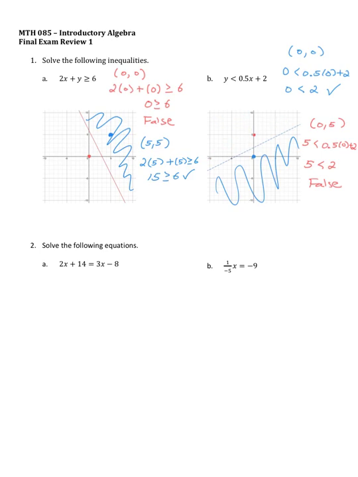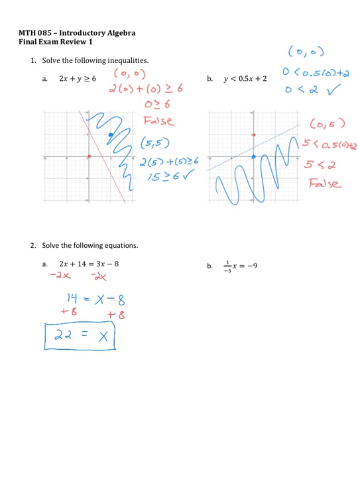All right, for question 2, we want to solve a few equations, starting with this one here. 2x plus 14 equals 3x minus 8. I'm going to start by subtracting 2x from both sides, and this changes my equation to 14 is equal to x minus 8. I will then add 8 to both sides. This is nice: on the right I'm left with just x, and on the left I get 22, making this my final answer.